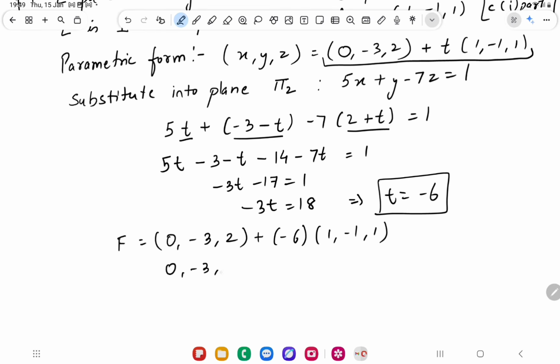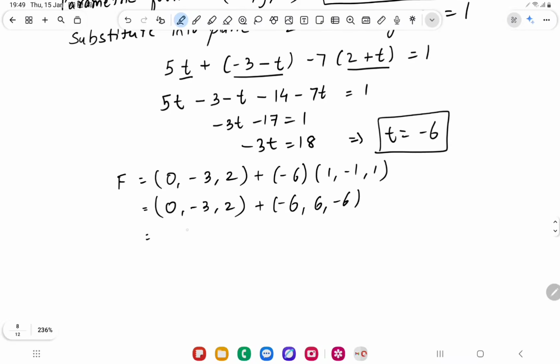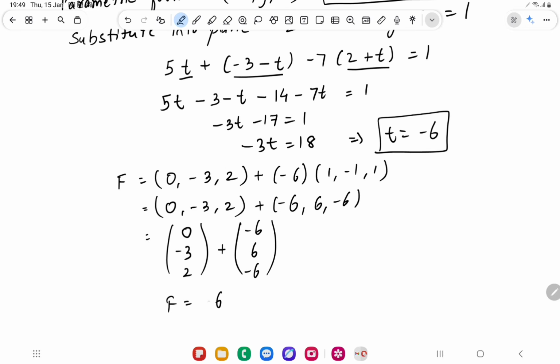Now if you solve this, minus we can write it as plus, minus 6, 6 and minus 6. You can also write this as 0, minus 3 and 2, plus minus 6, 6 and minus 6. It's completely your wish. So from this, the coordinate of F is coming as minus 6, 3 and minus 4. So these are my coordinates.